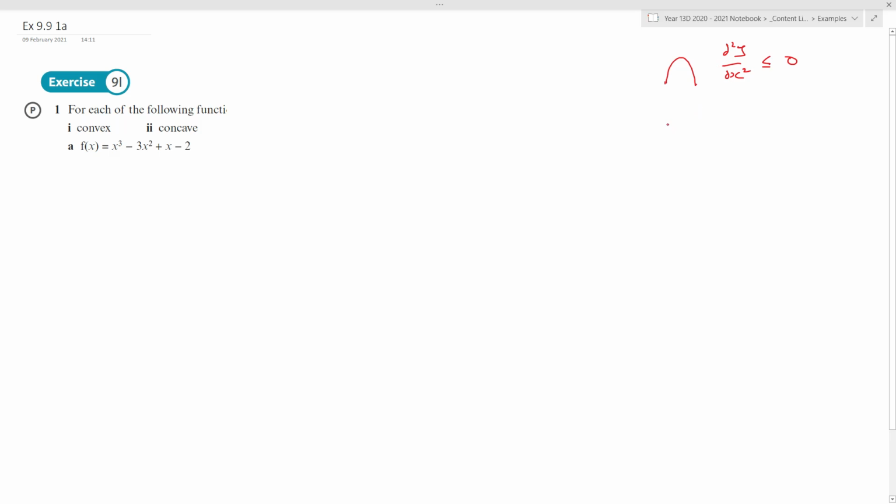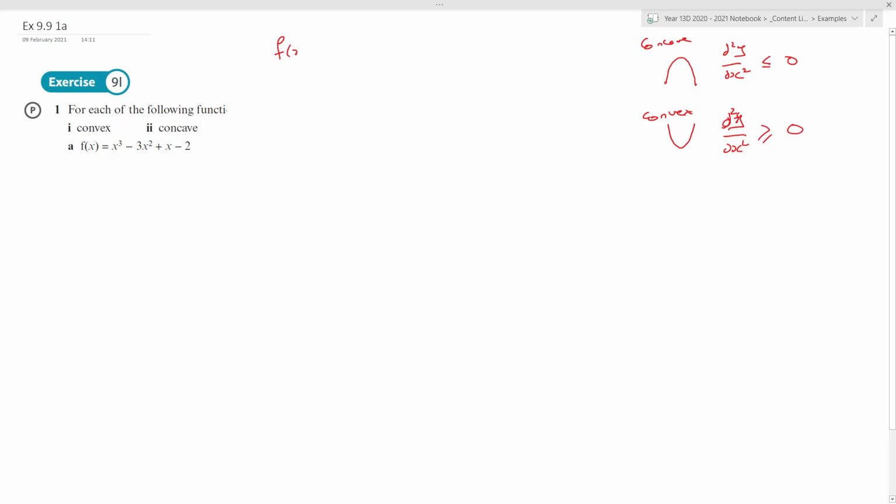And alternatively, if we have a convex function, now its gradient is increasing all the time. So d2y over dx squared, the second derivative, is going to be greater than or equal to 0. So let's have a look at our function and then we'll apply our definition.